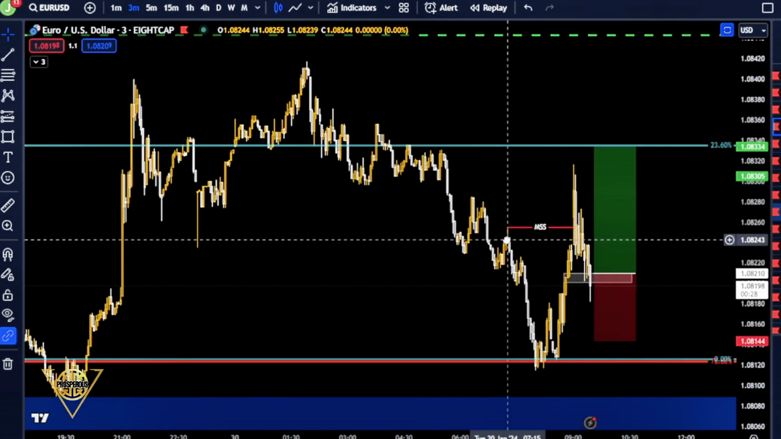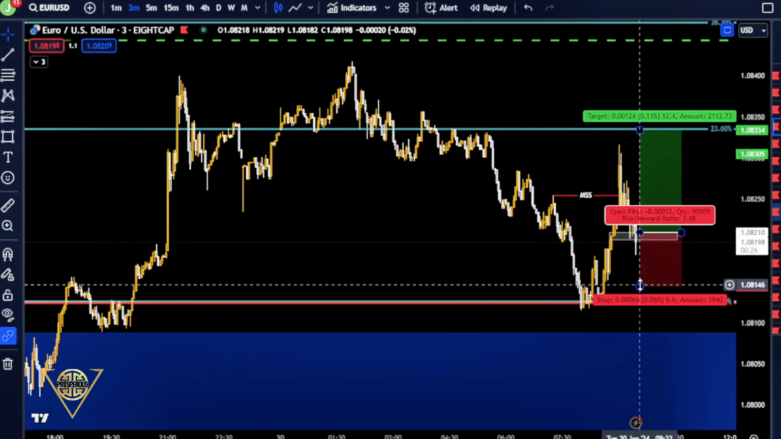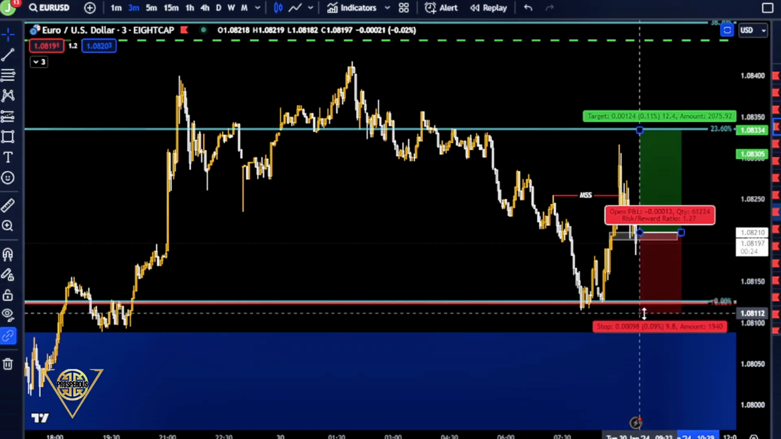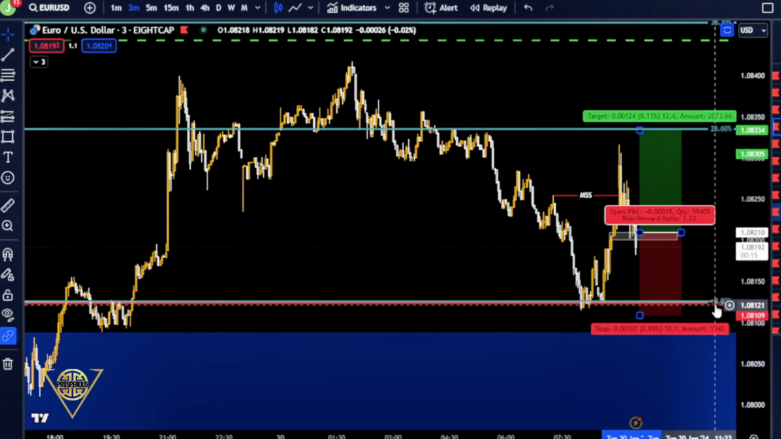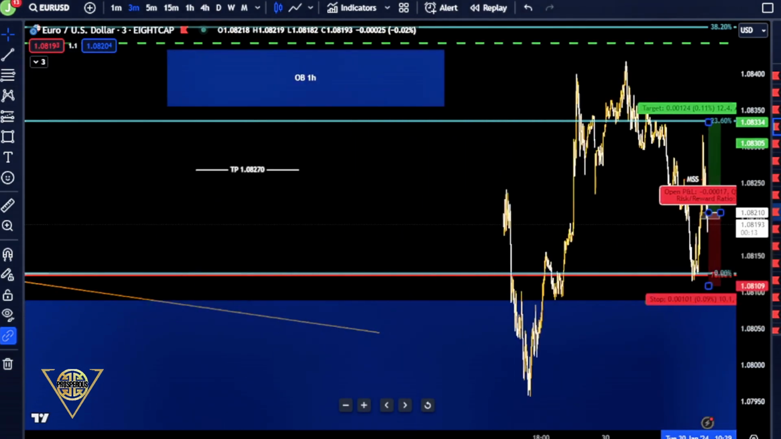Because it's a small move. We got 6-7 pips. And if we take these lows into consideration, then we are at 10 pips. And then we have also the 78.2 Fibonacci.